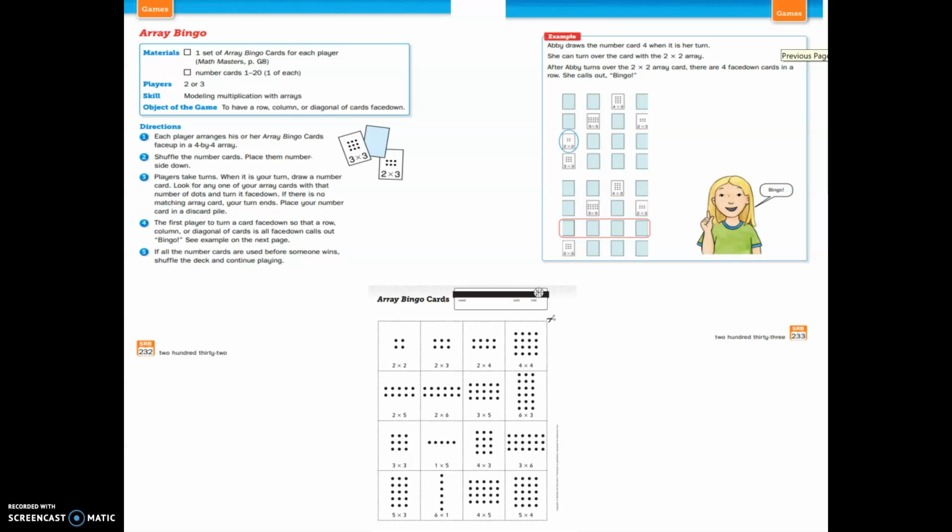And a game for you to play, you have in your folder this sheet of cards that you can cut out. Here are the directions. You can play Array Bingo. You're going to follow the directions, have a partner or family member play with you, and you're going to work on playing Array Bingo. Maybe there'll be prizes.